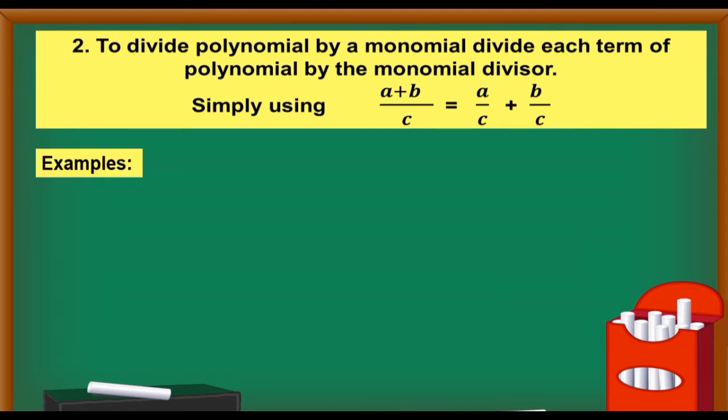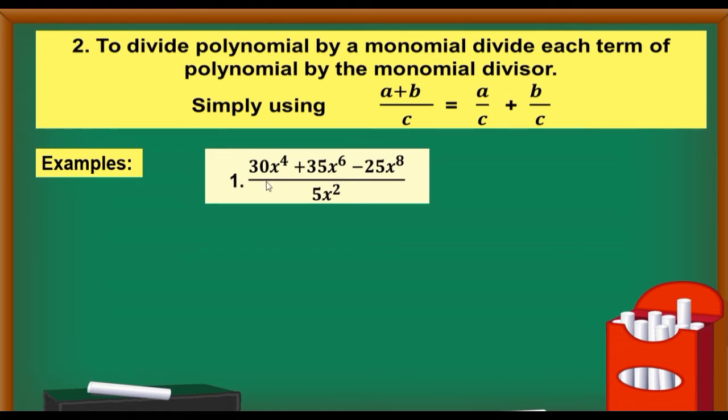Okay? So, let us have an example. Given 30x raised to 4 plus 35x raised to 6 minus 25x raised to 8, divided by 5x squared. If we observe, we only have one divisor, a monomial, the 5x squared. So, what we will do is separate the terms.